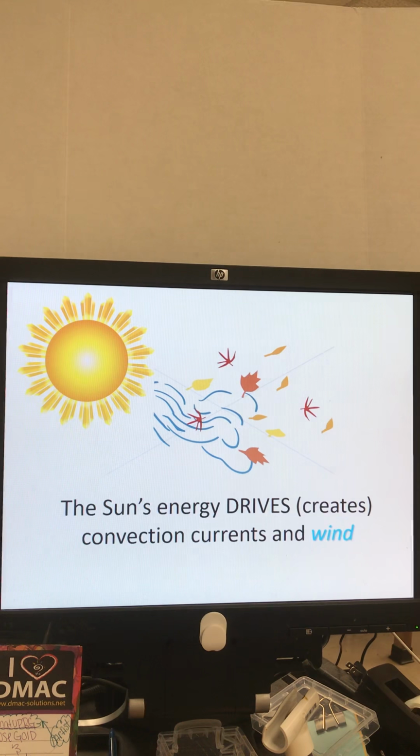So the sun's energy, most important thing, sun energy drives all these convection currents in the wind. It's that energy, the heat coming off the sun. When the sun's not there, the land cools down. So it's the sun's energy that drives this around the world.